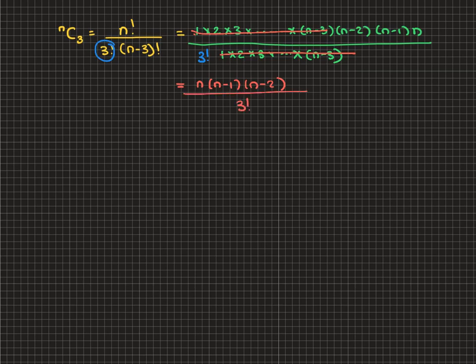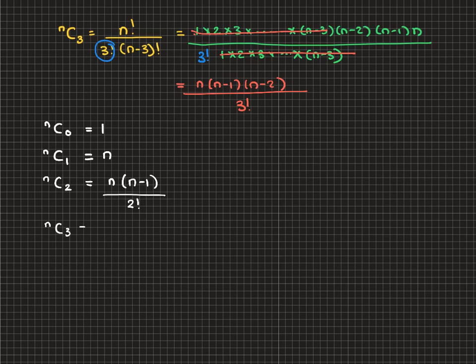So let's have a look at what we've discovered and see if there is a pattern. Yes, there is. So n choose 0 is equal to 1 for any value of n. n choose 1 is equal to n for any value of n. n choose 2 is equal to n multiplied by n minus 1 all over 2 factorial.